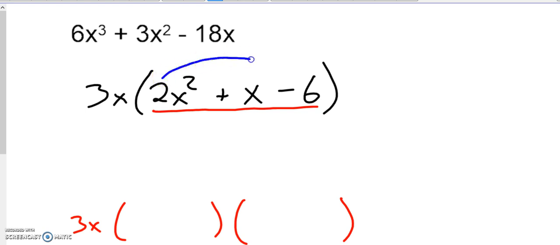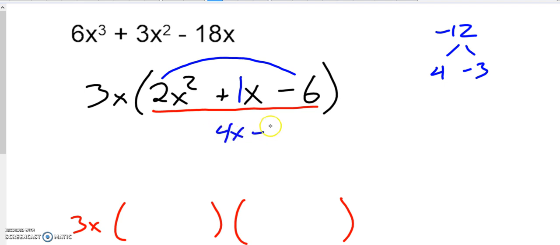And what I'll do is I'll just review the direct route. So 2 times -6 is -12. I need 2 factors of -12 that add to 1, which would be 4 and -3. So we're going to rewrite 1x as 4x minus 3x, and then just drop down 2x squared and minus 6. Okay, and then we factor by grouping.